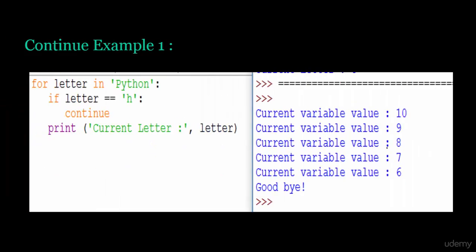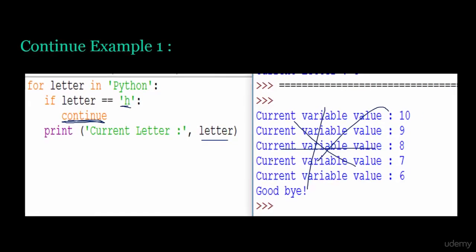Let's see an example. In this example here, I type for letter in Python. If this letter equals H, I'll continue. Then I'll print the letter. Here, let's try this. I'm sorry about this. This is not the result of this code.